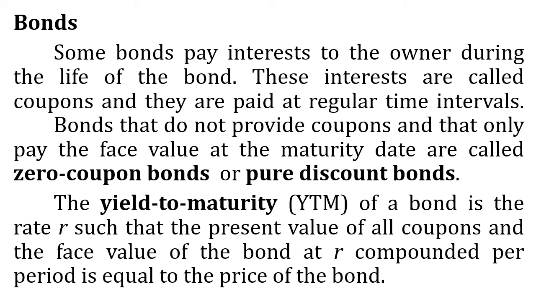Some bonds pay interest to the owner during the life of the bond. These interests are called coupons and they are paid at regular time intervals. Bonds that do not provide coupons and that only pay the face value at the maturity date are called zero coupon bonds or pure discount bonds. The yield to maturity of a bond is the rate R such that the present value of all coupons and the face value of the bond at R compounded per period is equal to the price of the bond.